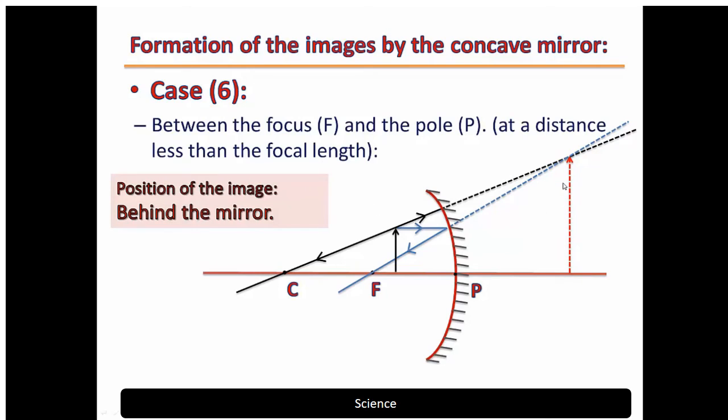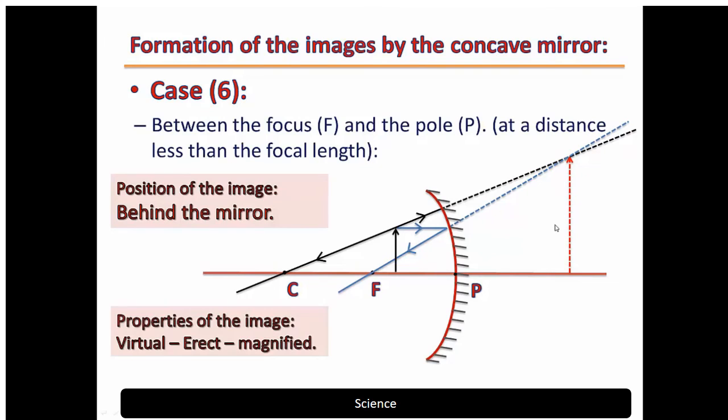So in this case, the image is formed behind the mirror. And as you can see, the image is virtual. That means that you can't receive it on a screen. The image is erect or upright. Also, the image is magnified or enlarged.